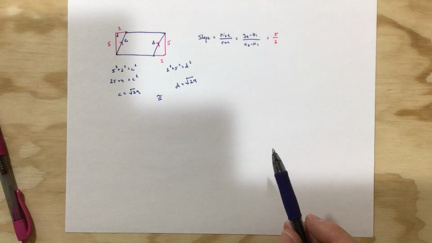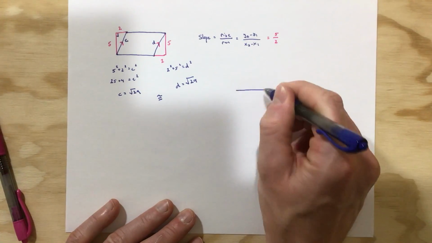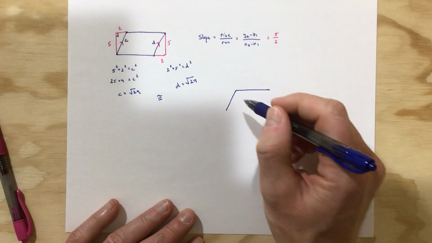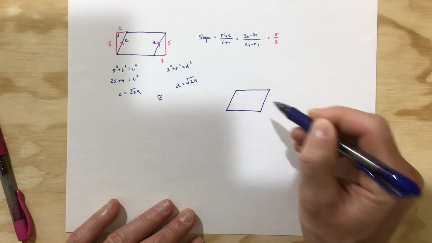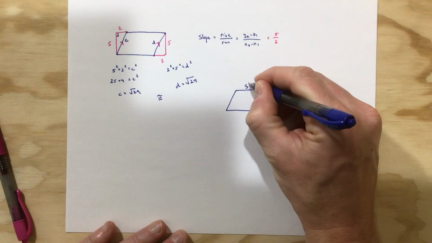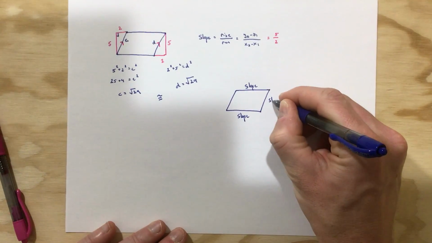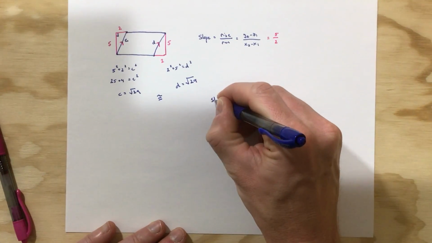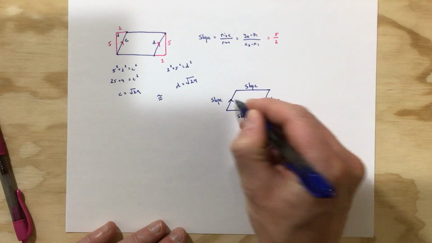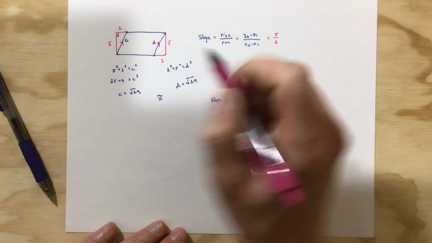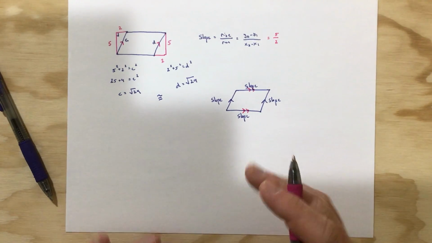We could do, like I said, if you had an example on a coordinate grid, you could also just find this slope, this slope, this slope, and this slope. And you could show me that these 2 slopes were the same, and you could show me that these slopes were the same. And then that's enough to prove it's a parallelogram.